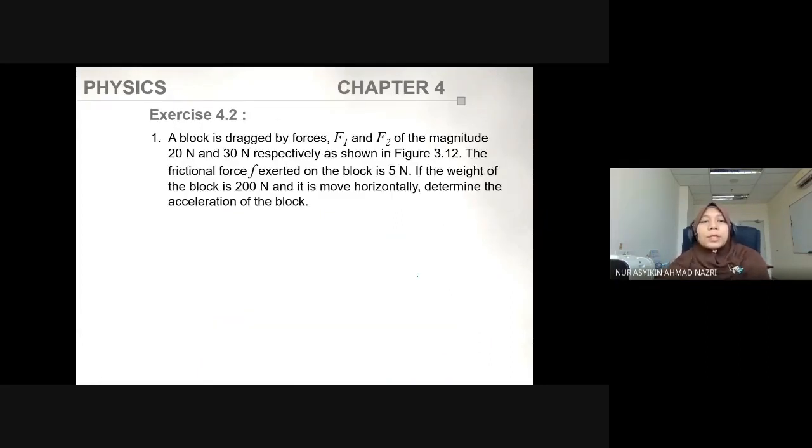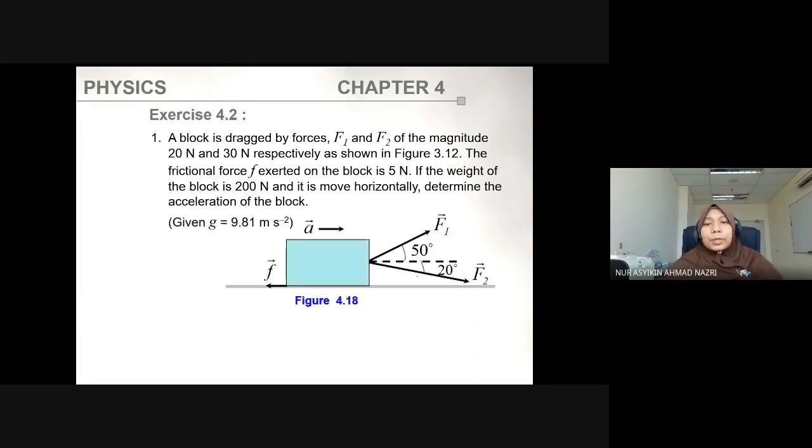Right, so exercise 4.2. This one is up to you lah. Kalau you already get the concept, then you may focus on tutorials. Kalau tak, yang ni boleh practice vectors juga. Okay.